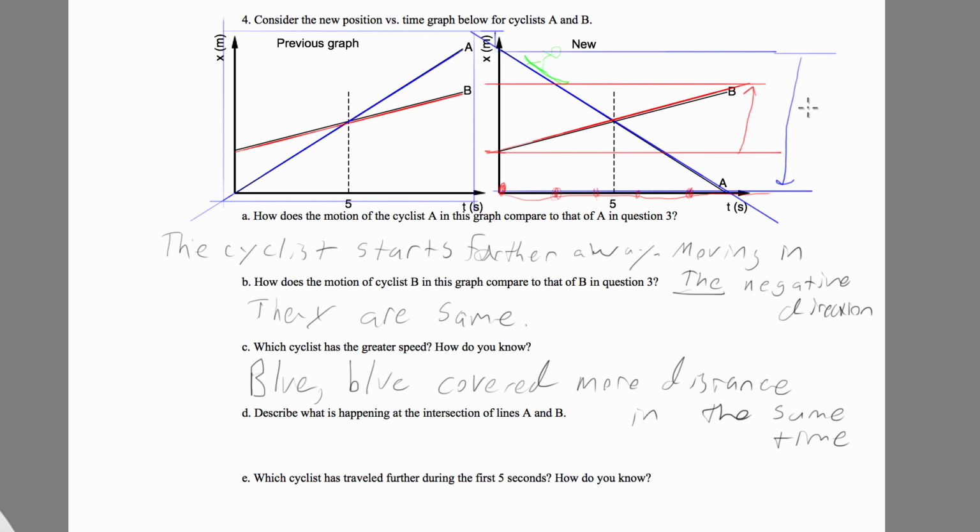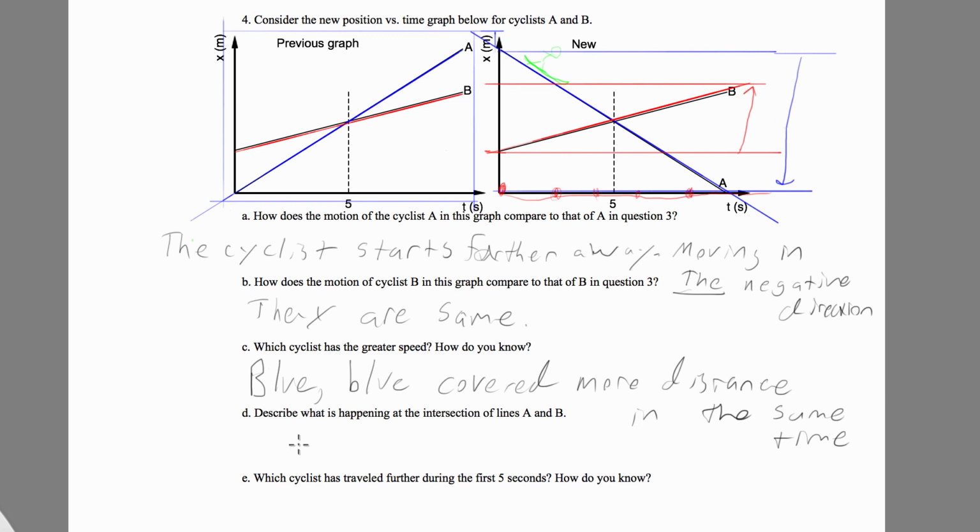So the speed of cyclist A, or the blue cyclist, is faster. Now you might say, well, doesn't the direction matter? And I would say, well, yeah, but that's going to be defined by the word velocity, which we haven't defined yet.